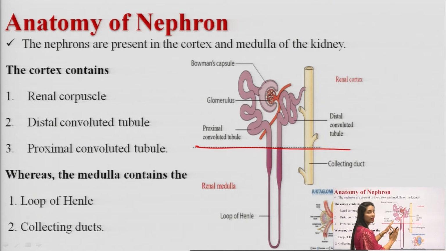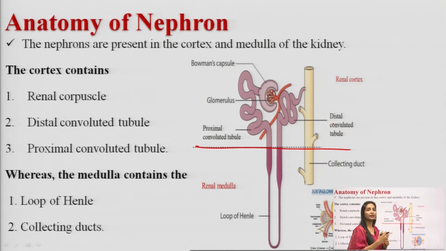So, this is the renal cortex, and this is the renal medulla. The nephron consists of, this entire thing is a nephron: glomerulus, Bowman's capsule, proximal convoluted tubule, loop of Henle, distal convoluted tubule, collecting duct. These are all the nephron parts, right. So, if I am talking about the nephron, half of the portion is present in the renal cortex and half is present in the medulla.